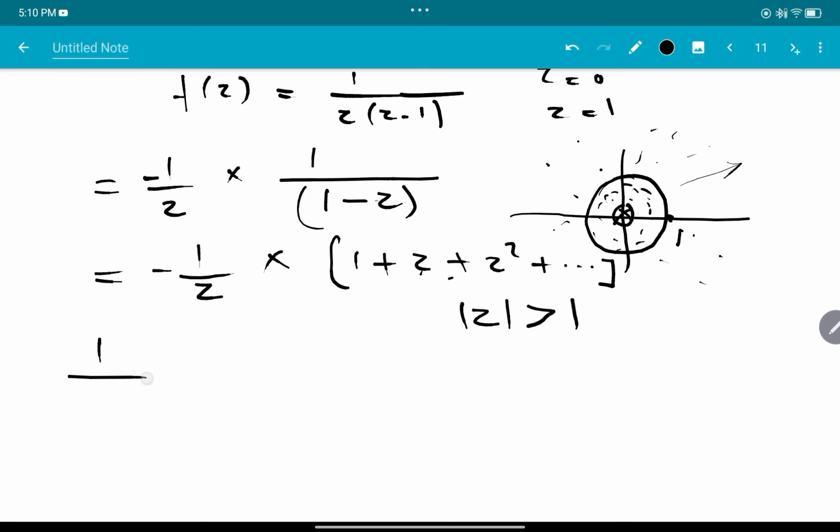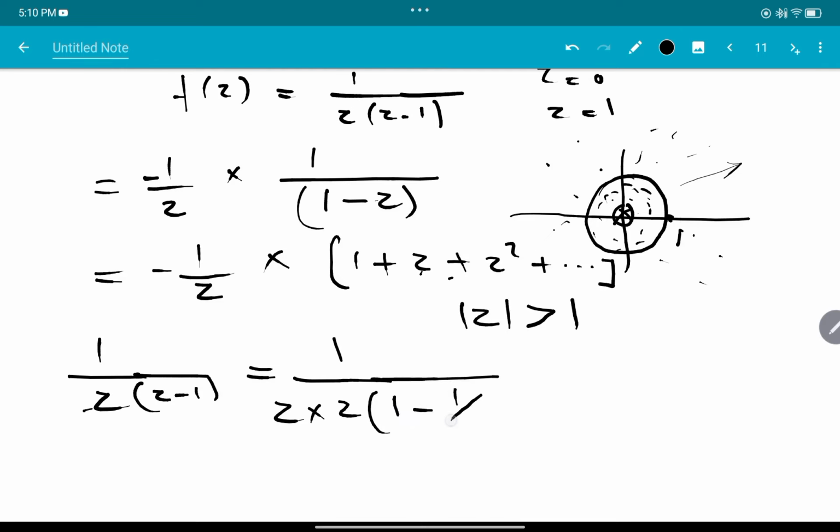We have to write this 1 by z into z minus 1. You will have to write it as 1 by z, and then take z common from the other factor as well. You have 1 minus 1 by z. Now, 1 by z here will be less than 1. That gives us mod z greater than 1.